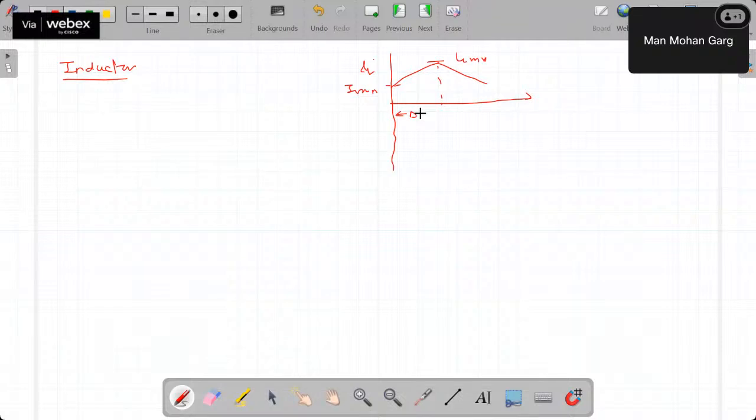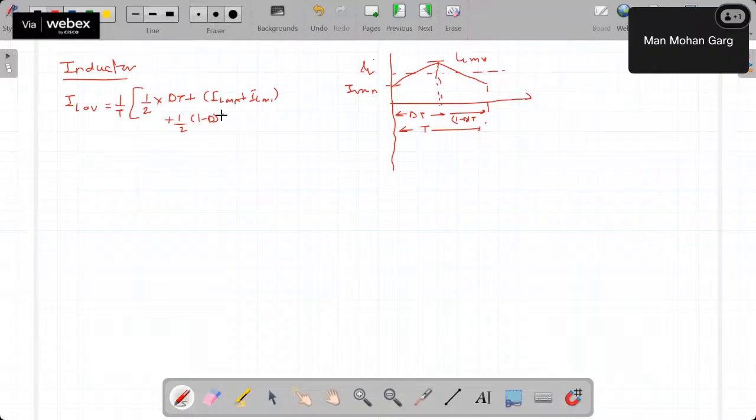then, because this is a simple waveform, I can directly take it. So this is 1 by T, half of... I can divide it into two periods also. So that way I can do half of this dT times the sum of these two, IL max plus IL minimum, right? This is the first area. Then plus half of (1 minus D)T into again the sum of this and this, that is IL max plus IL minimum. If you simplify it, this becomes half of IL max plus IL minimum. So that is IL average, right?